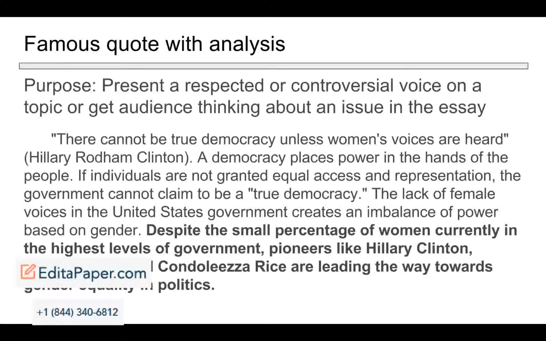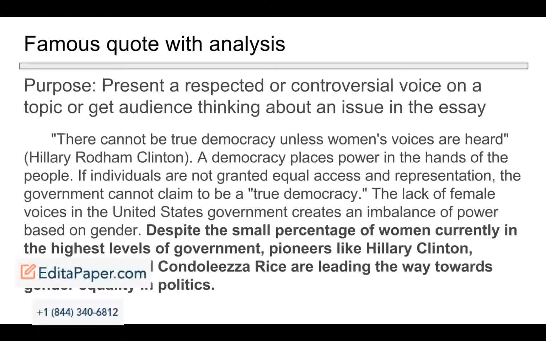You can also begin with a famous quote and then follow that quote with some analysis so it's clear how the quote connects to the topic you're writing about. And the purpose of this is to present maybe a respected voice or even a controversial voice on a topic, or just get your audience thinking about some issue in the essay by presenting a quote about that issue. So this particular essay begins with a quote by Hillary Clinton, which some might respect and some might feel is very controversial. So she says, "There cannot be true democracy unless women's voices are heard.